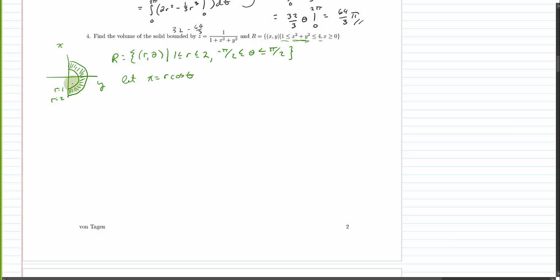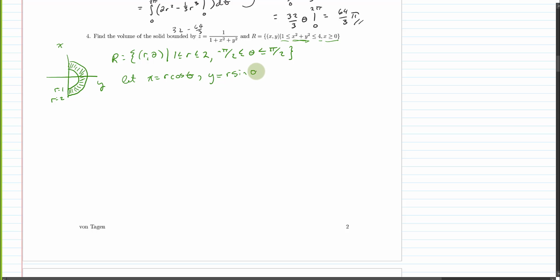So we've got two disks here, and so we're looking at what we call an annulus, but then when I say that the x values have to be greater than or equal to 0, that just is the right half of that annulus. Great. And then our y is equal to r sine of theta.